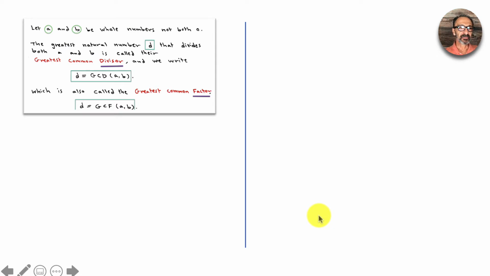Let A and B be whole numbers, not both zero, because it doesn't make any sense to have both zero and look for the greatest common divisor and the least common multiple. The greatest natural number D that divides both A and B is called the greatest common divisor. And we write D equals GCD of A and B, which is also called the greatest common factor.